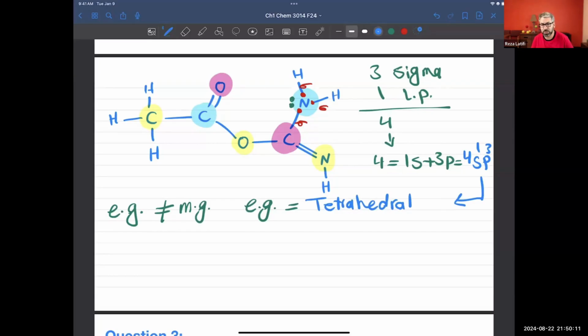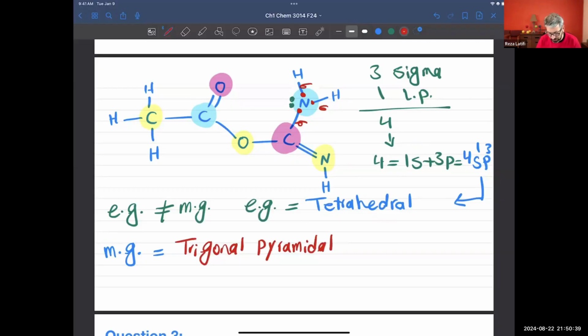But how about the molecular geometry? Molecular geometry, because you have a lone pair, the top one is missing, and if I connect these 3 atoms to the top one, it will give me a pyramid, and the base is made of 3 atoms, so I'm going to call it trigonal pyramidal geometry. How about the bond angle? From 109.5, I'm going to drop it by 2 degrees, and that's going to be 107.